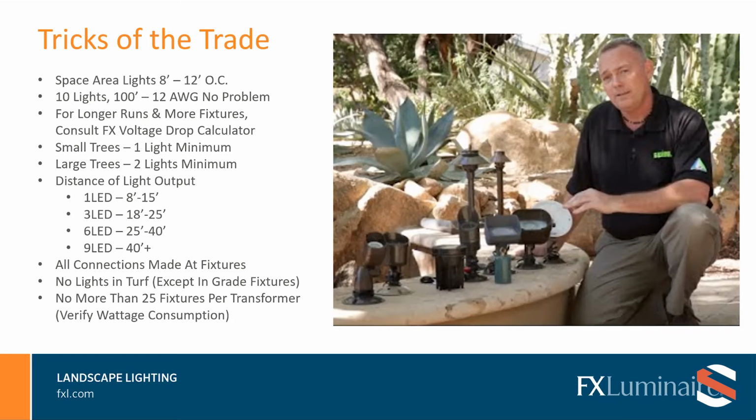My small trees, my little trees that are out there, I have a minimum of 1 light on there. My large trees, I like to put 2 lights on there, because otherwise with my large trees, half of it will be in shadow and half of it will be bright. When I start looking, you will see 1, 3, 6, and 9 LED. What does that really mean to you? Here's a guideline, a starting point of how far that light will throw. 1 LED, 8 to 15. 3 LED, 18 to 25. 6 LED, 25 to 40. And 9 LED for those huge sycamores, for those giant trees that are 40 feet and above, okay?